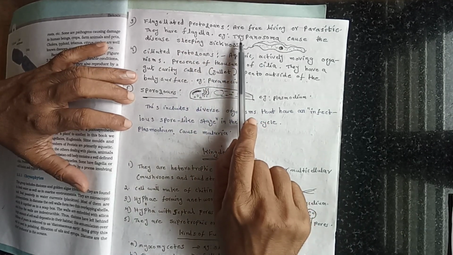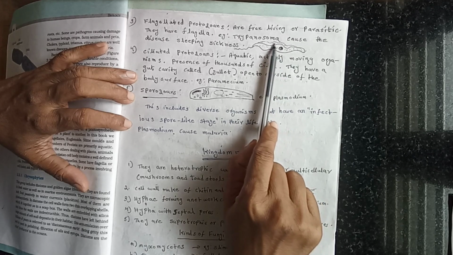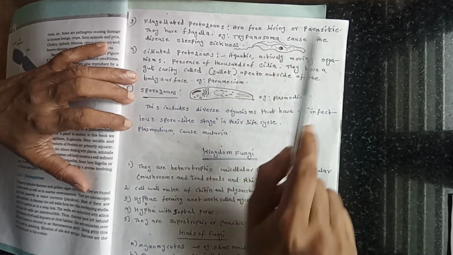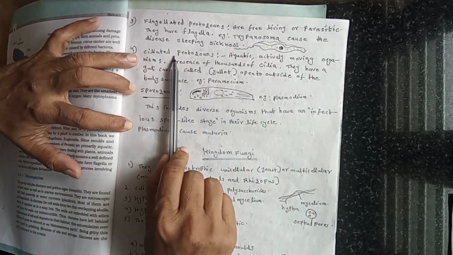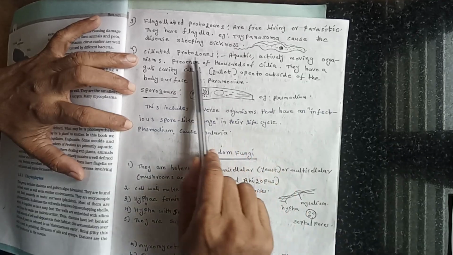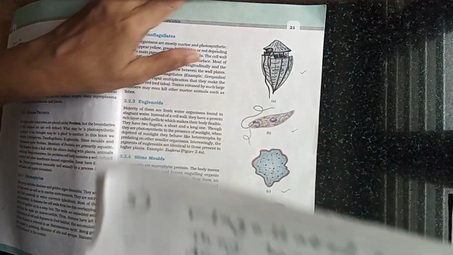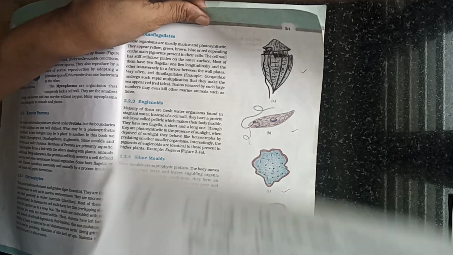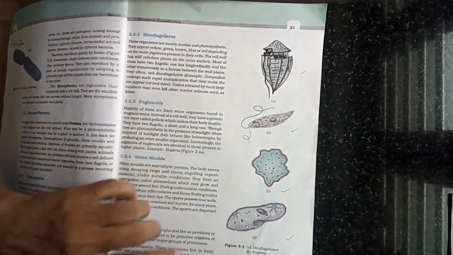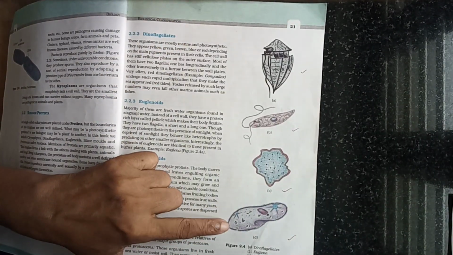Flagella are used for movement. Example, Trypanosoma, which causes the disease sleeping sickness. Next group, ciliated protozoans. Here is the picture of Paramecia.